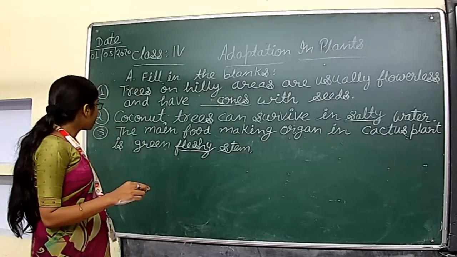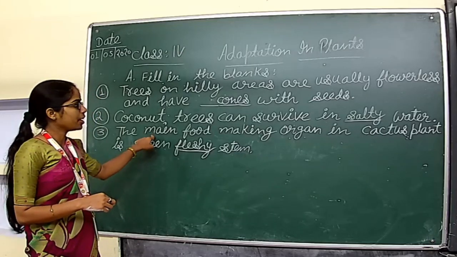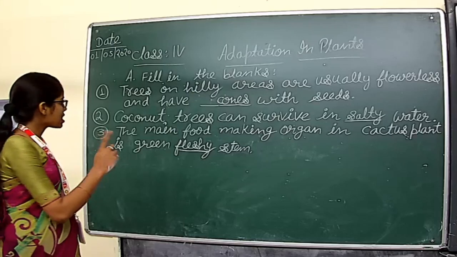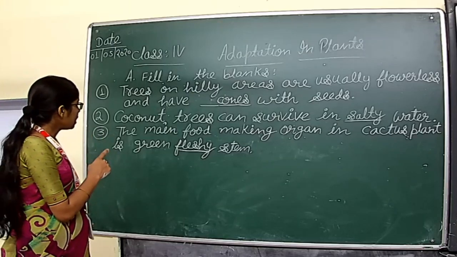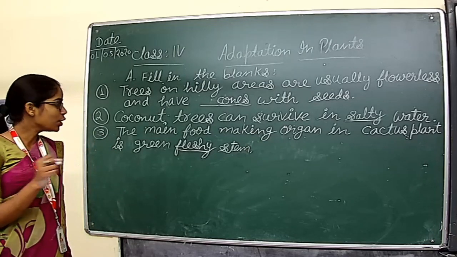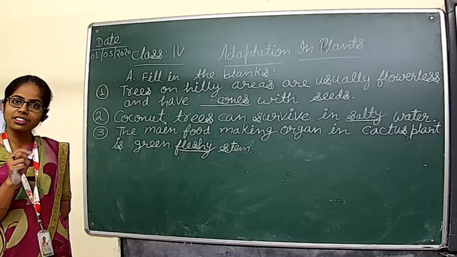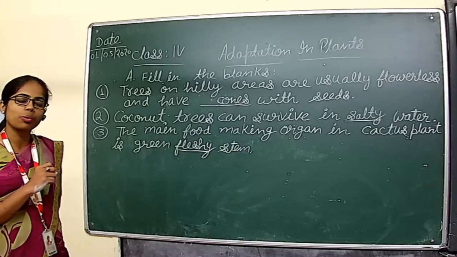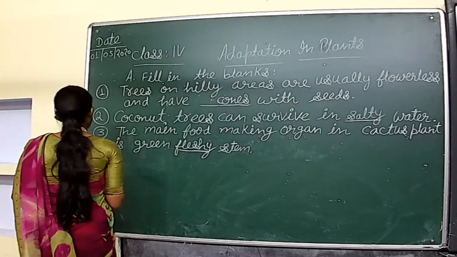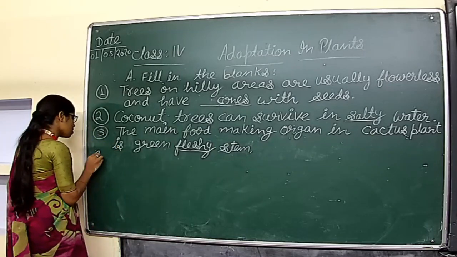Once again I will read this answer. The main food making organ in a cactus plant is green fleshy stem. Kindly note it down. I hope that all of you are writing it properly. Please write it. Now, the next question.